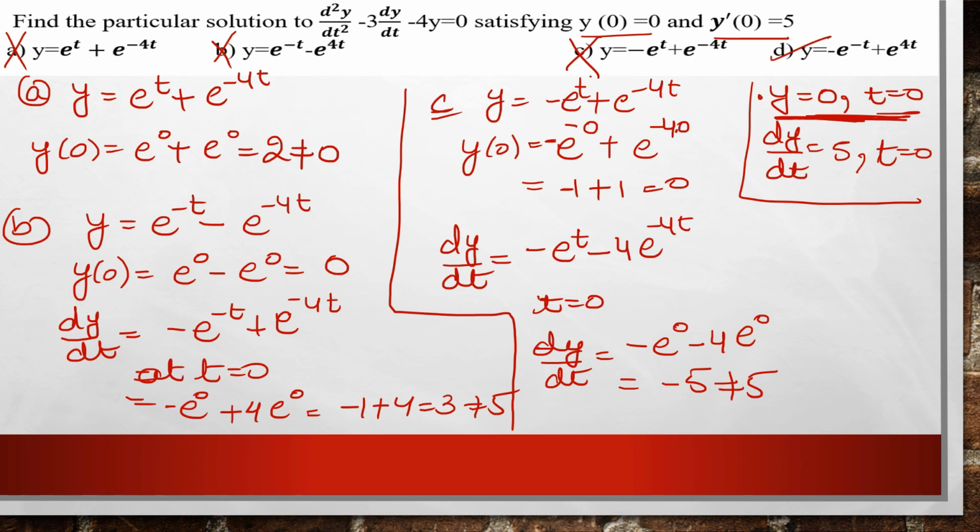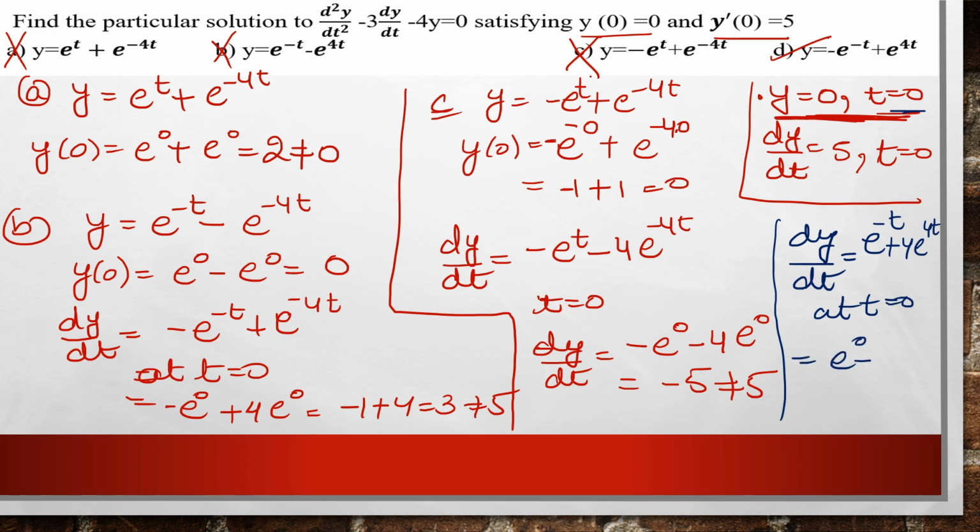Though if you want to check, you can check what Y is. If you place 0 here, this will give you minus 1 plus 1, so the first condition will be satisfied. And what is the second condition? What is dy over dt here? Dy over dt is minus minus plus e power minus t plus 4 e power 4t. If you place t equals 0, what you will get? e power 0 plus 4 e power 0, so that will be 5.